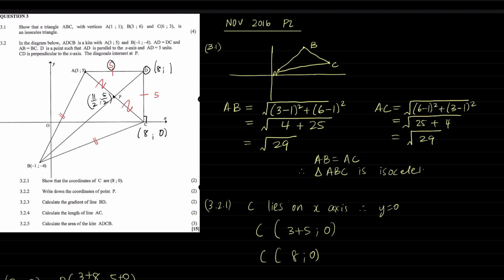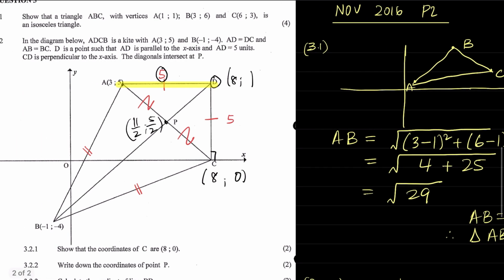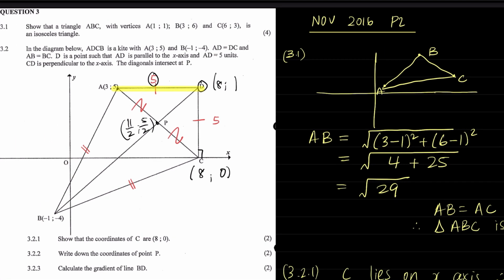Calculate the gradient of the line BD. To calculate the gradient of BD, we need the coordinate for B. We do have it. And we need the coordinate for D. We know partially that the x value is 8. Now to figure out the y value is not that difficult, because they tell us that this line AD is parallel to the x-axis. It means that the y value is going to be the same. So in other words, this coordinate D is going to be 8 and 5. So that's also very important.